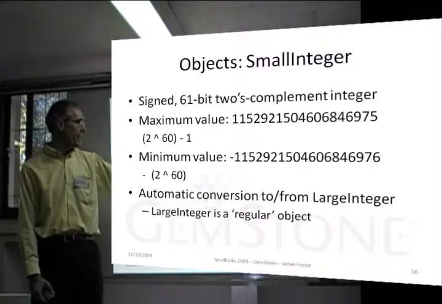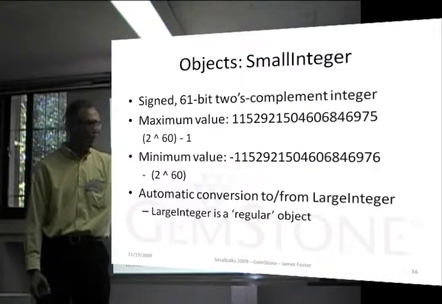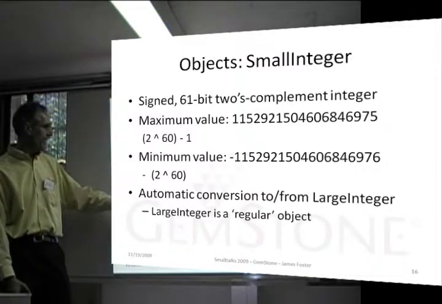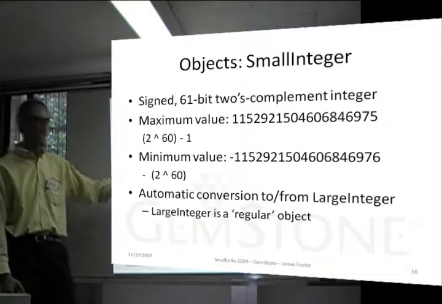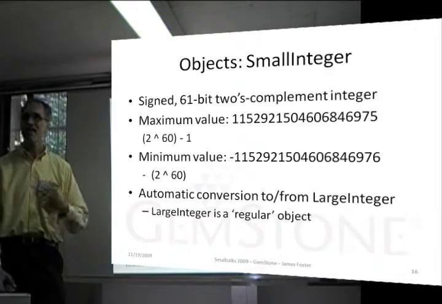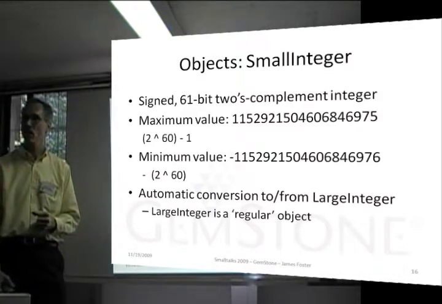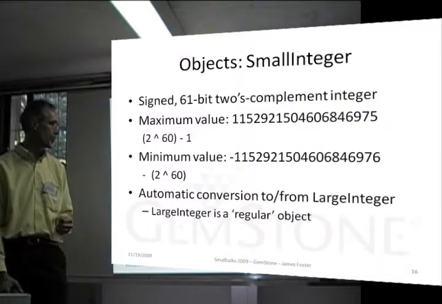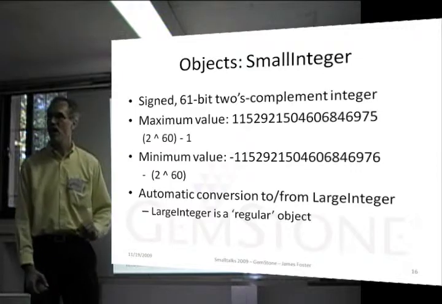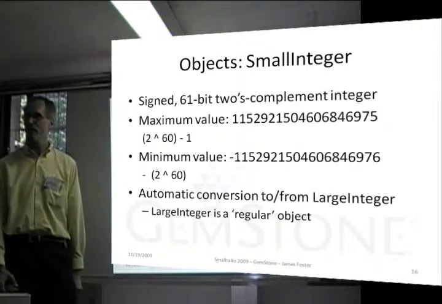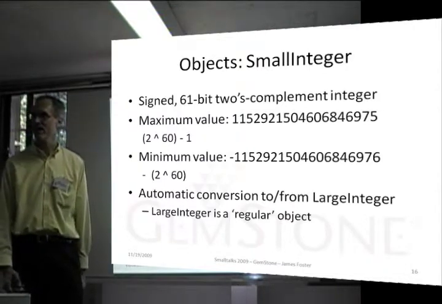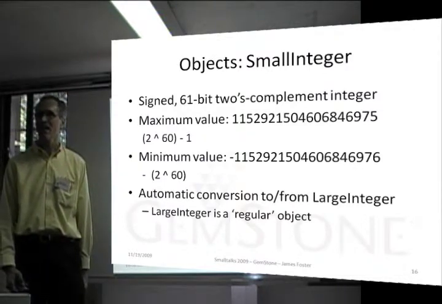So any number from -2 to the 60th through 2 to the 60th minus 1 can be stored directly in the object ID. We don't need to set up separate space in memory to hold integers as objects. They can just be handled directly. And if you get something smaller than this or larger than that, they're automatically converted to a large integer. So again, other Smalltalks are fairly similar in this sort of implementation efficiency.